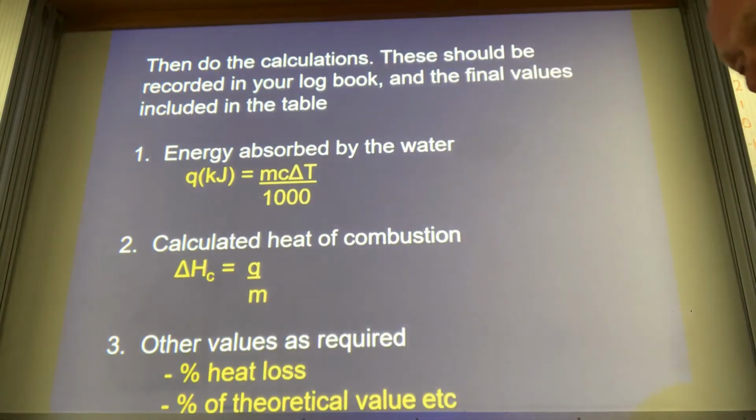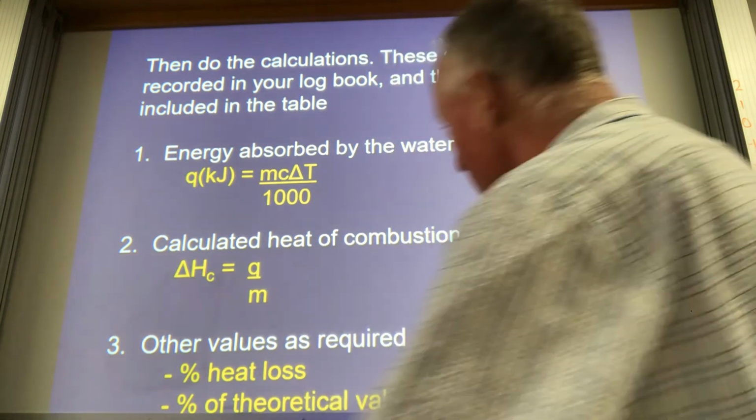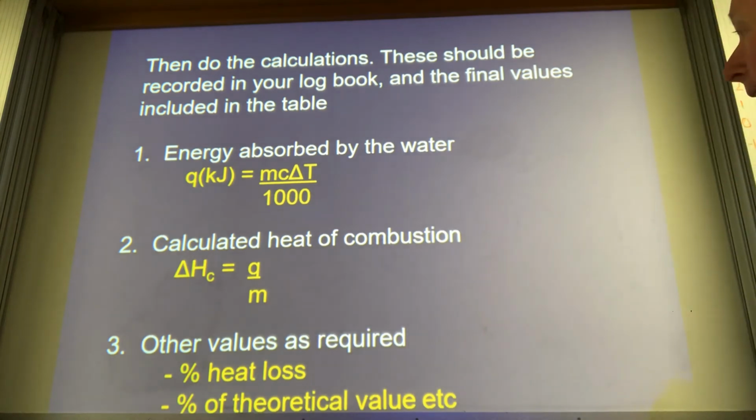Next we do the calculations. So first of all we calculate the energy and then the heat of combustion. So the energy, I've decided to calculate it straight as kilojoules here, for clarity. And then divide by the mass of fuel burnt to get the heat of combustion. Fairly routine Unit 3 calculations there.